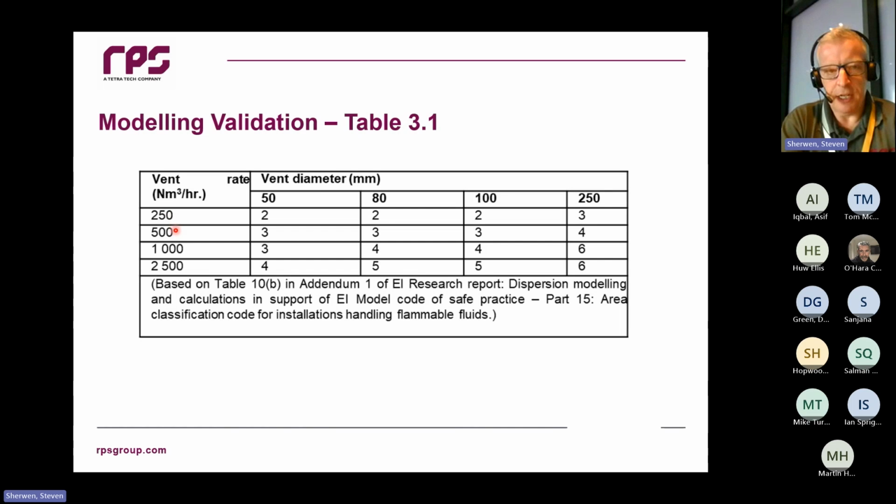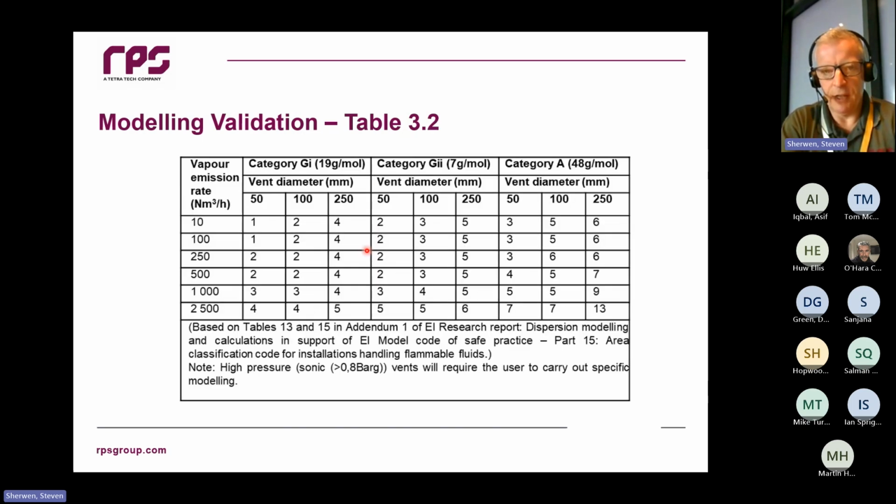Some other tables are in the EI15. We have vents. So if you've got process vents, either venting off gases or venting off low flash point liquids, to determine what the zone is around those vents, we have the vent diameter, the vent rate, i.e. how much vapor is being expelled from that vent, and that gives us the zone extent. Okay. Oh, sorry, the previous one, that's for category C liquids, so off tank breathers, those kind of things, and these are for gases off process vents.